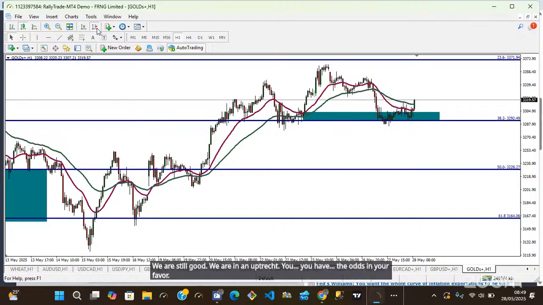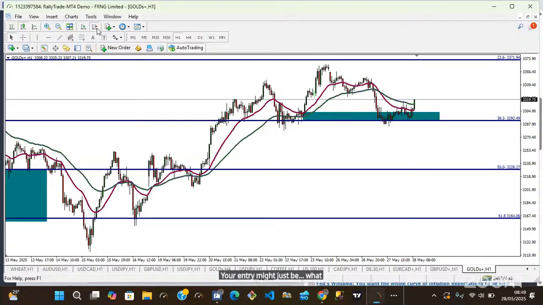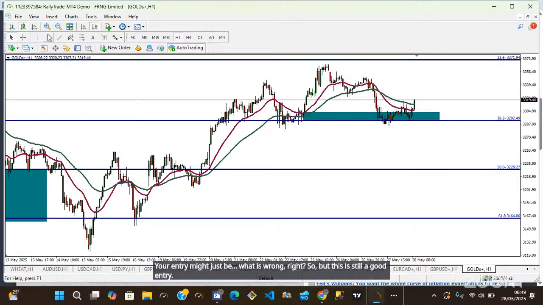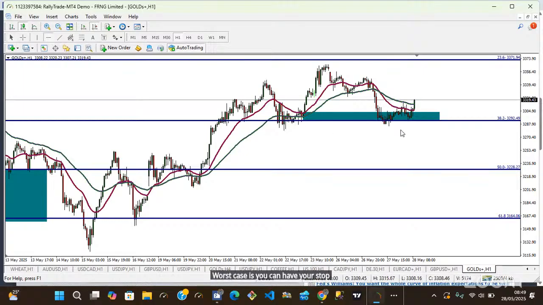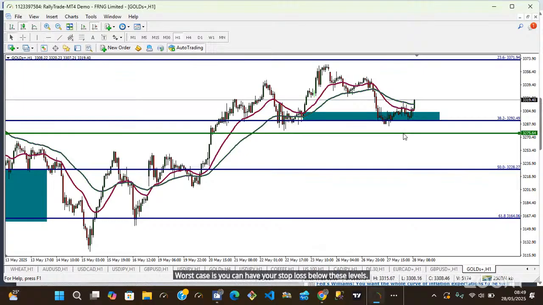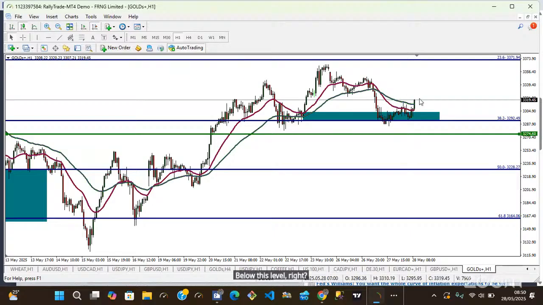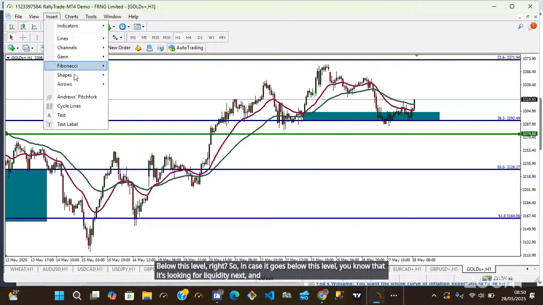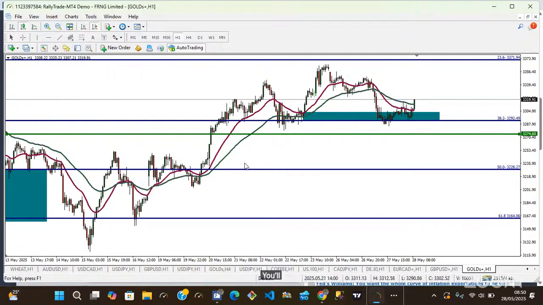Your entry might just be what is wrong. But this is still a good entry. Worst case, you can have your stop loss below this level. In case it goes below this level, you know that it's looking for liquidity next. And where do we have that? We'll have that around this level, which is very significant.